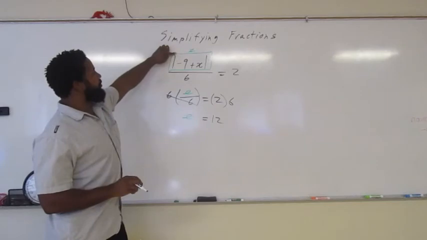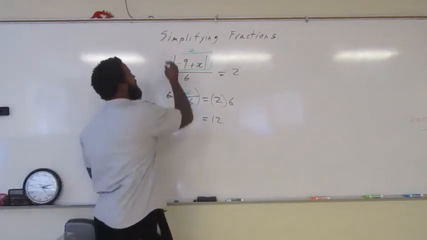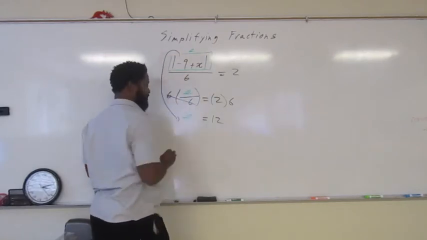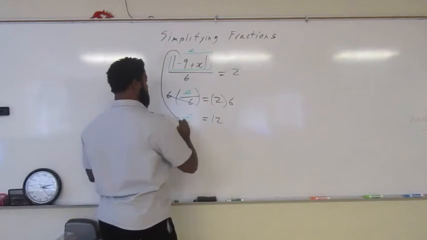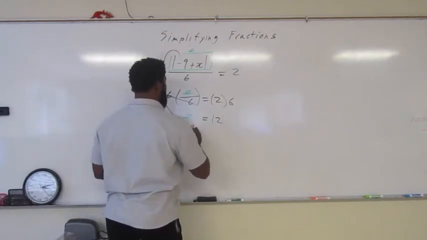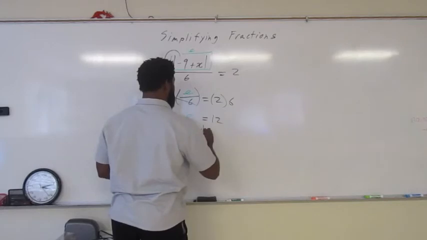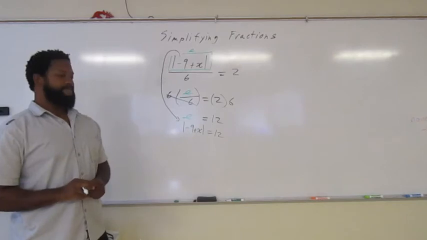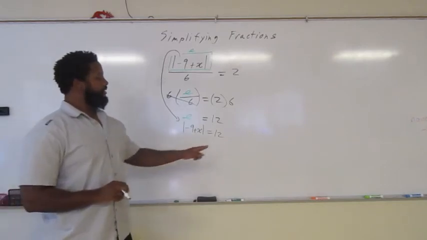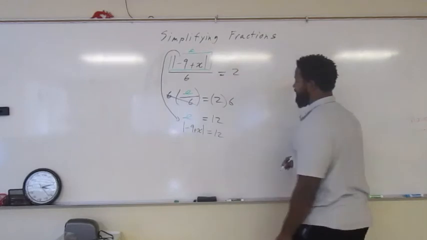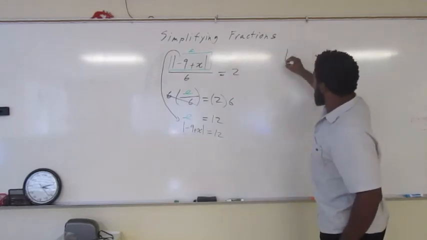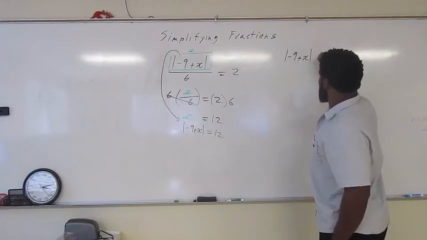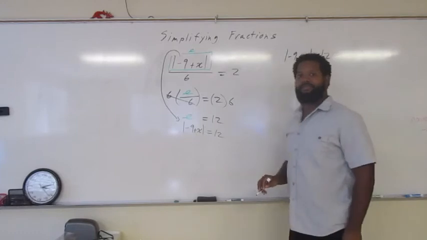Now, what we're going to do, we are going to take our absolute value out of this box and replace it with the E. So our absolute value of -9 plus x is equal to 12. Let me write this up here. So we have absolute value of -9 plus x equal to 12, right? That's what we got.